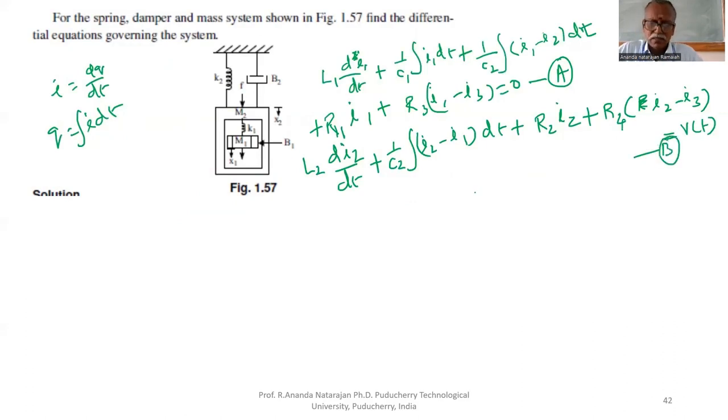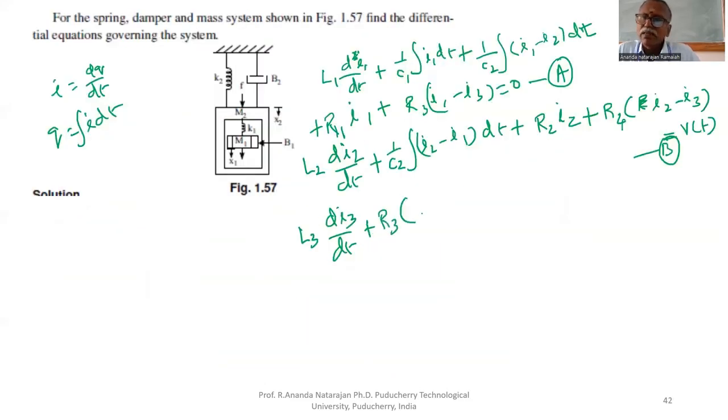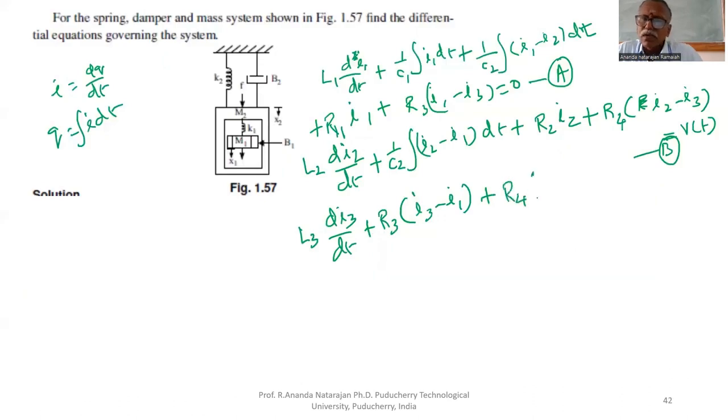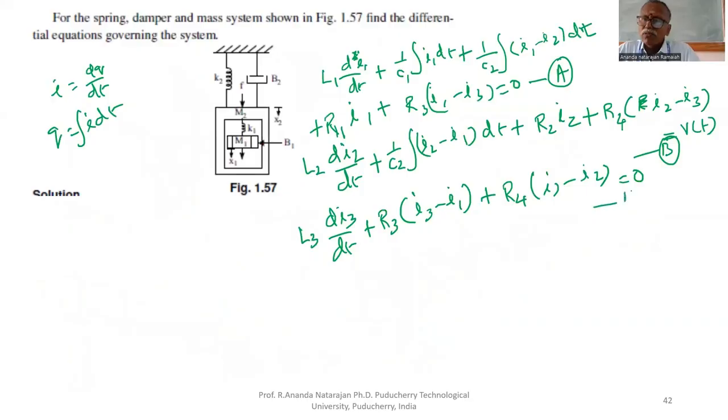This is the second equation. Third equation, L3 di3 by dt plus R3 (I3 minus I1) plus R4 (I3 minus I2) equal to 0. This is the third equation. Now we have to draw the circuit for these equations.